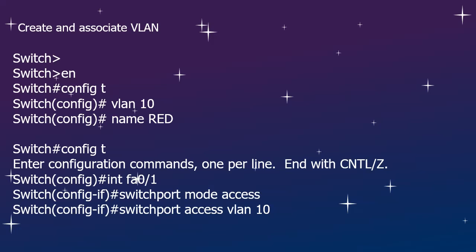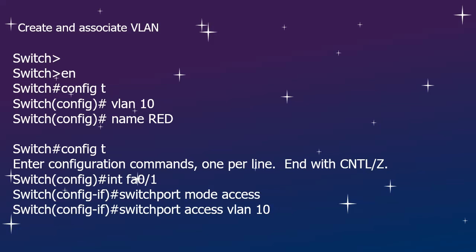I have just given VLAN 10, and then in the next line you can give a name for your VLAN: name, followed by the name for your VLAN. Once you create this, a VLAN is created. It is just like an object, but that needs to be associated to your interface. So for that to happen, go to the interface to which you want to associate your VLAN, and once you are in that interface, you can type in switchport mode access.